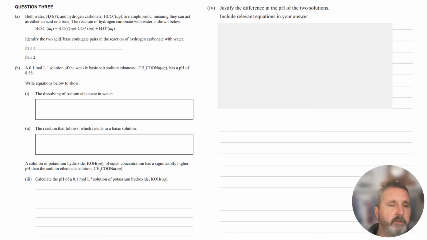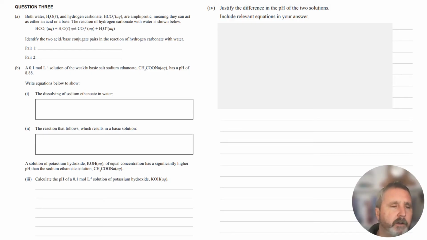Okay, that makes sense. It's an acid-base question because we haven't really done a lot on acids and bases in this paper so far. So here what we've got is an equilibrium equation, but it's to do with acids and bases. So both water and hydrogen carbonate are amphiprotic. That means they can act as both an acid and a base. The reaction of hydrogen carbonate with water is shown below. Identify two acid-base conjugate pairs.